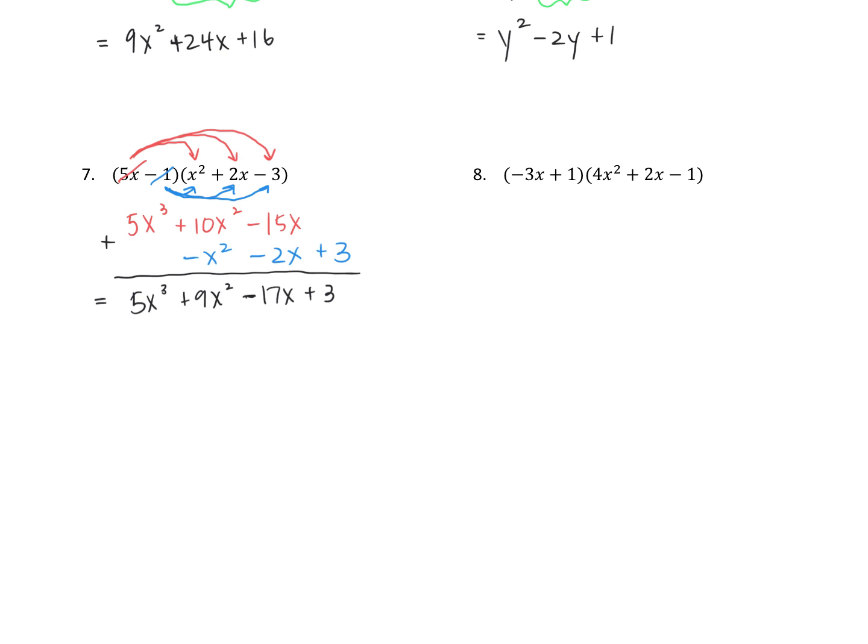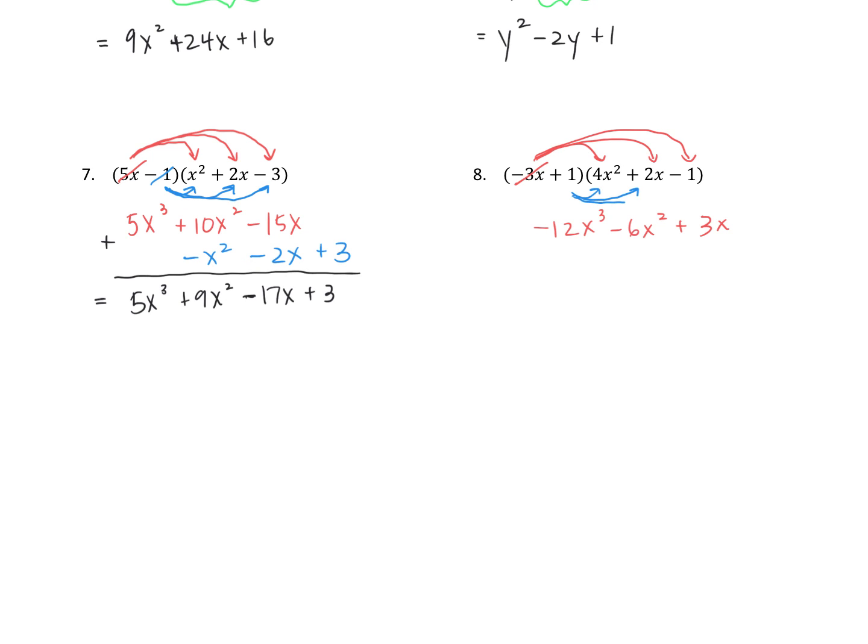All right, so one more. Same thing. We're going to start with the negative 3x, distribute it to all three terms in the second set of parentheses. So we will get negative 12x cubed minus 6x squared plus 3x. So I've distributed the negative 3x. And now I'm going to distribute the 1.